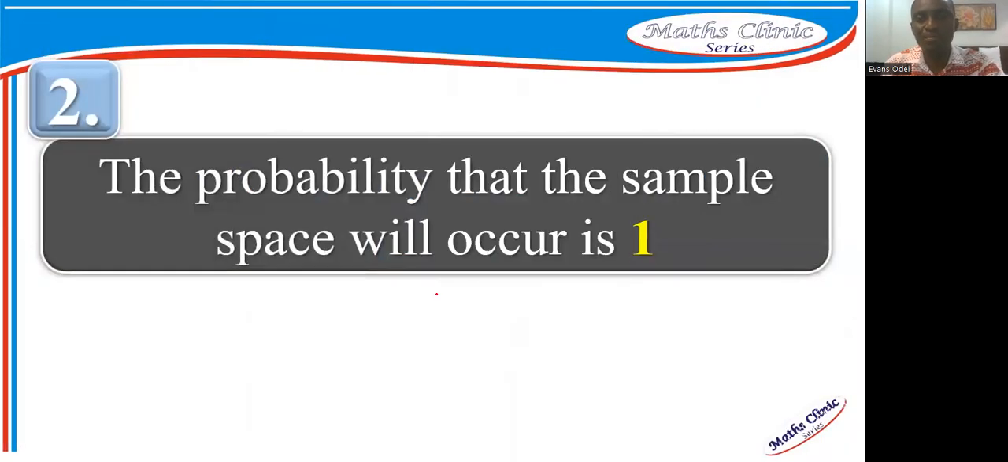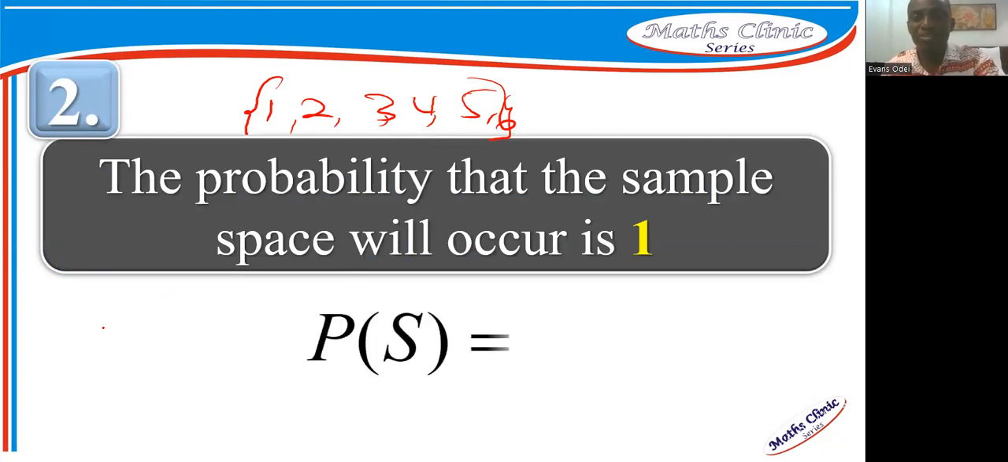The probability of the sample space occurring: if I have a sample space of 1, 2, 3, 4, 5, 6, these are the possible outcomes of throwing a die once. And I tell you to throw a die once, you get 1, 2, 3, 4, 5, or 6. Any of these numbers will appear. Then the probability is certain, because there's no way you can get any number outside 1 to 6. So we can say the probability of the sample space occurring is 1. That means it's a certainty.